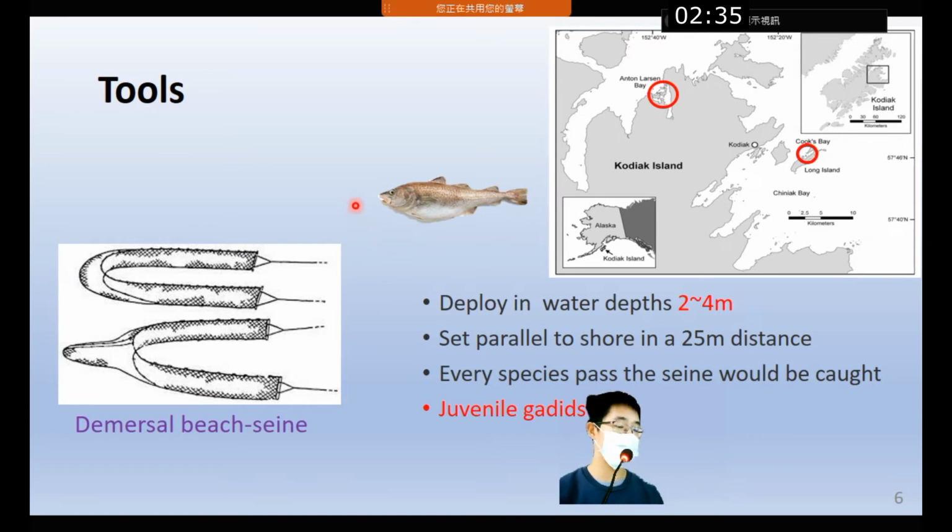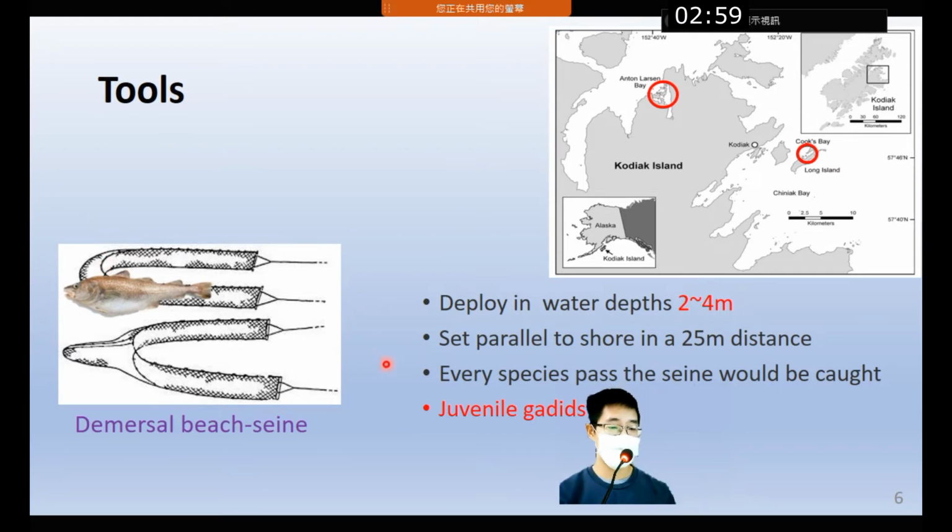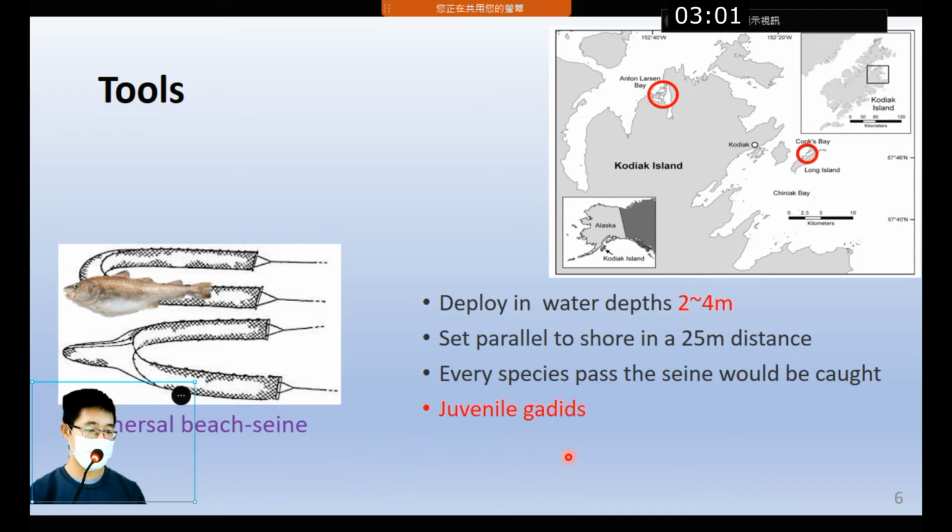Then how we do the experiment. The first tool we use is a demersal beach seine. We will deploy the seine in the water depth of 2 to 4 meters and set parallel to shore at a 25-meter distance. And this is how it works. The fish will get into the seine. And we only choose the juvenile gadids for our experiment.